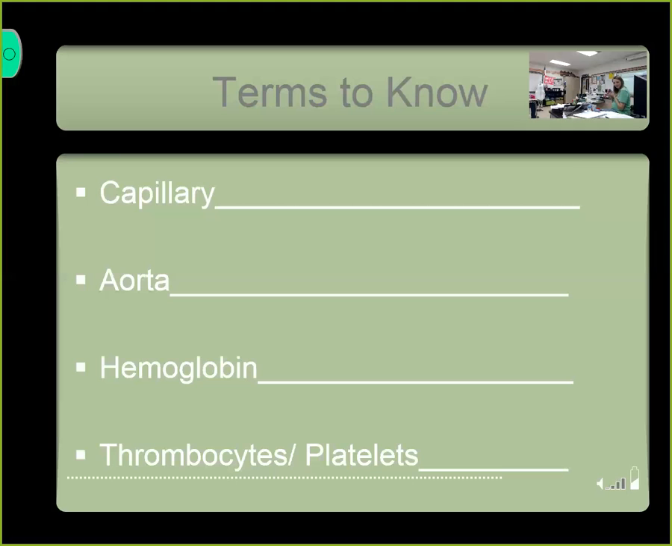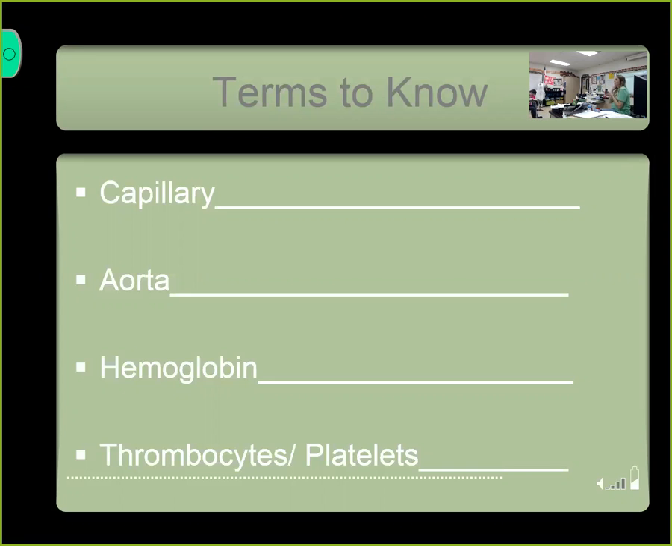All right, and the last one here is thrombocytes, or platelets. What word do you see in thrombocytes? Cyte is cell. Thrombo is clot. So thrombocytes are your clotting cells, or platelets. Those are your clotting cells.